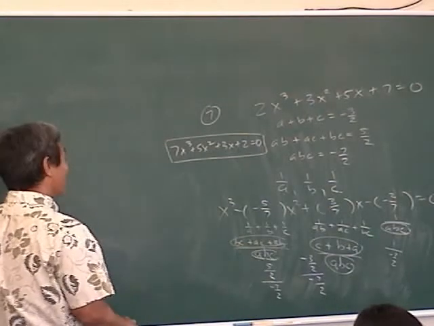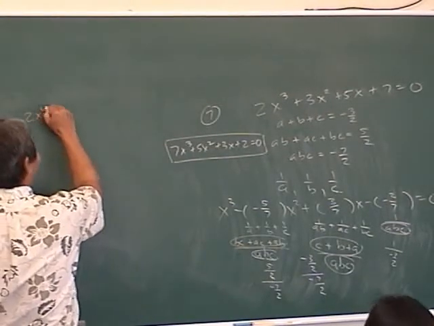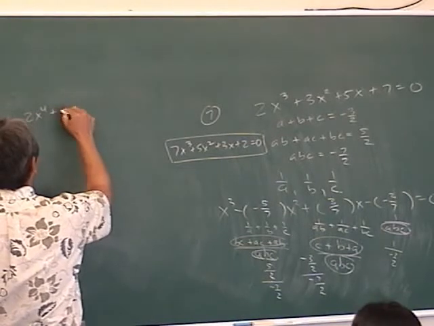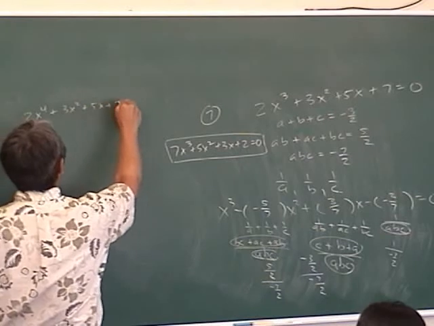Oh, so Mr. Park, tomorrow, what if you give us a problem like this then? 2x to the 4th plus 3x squared plus 5x plus 7 equals 0.